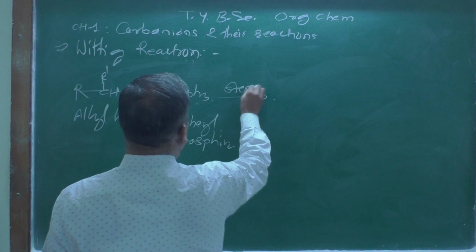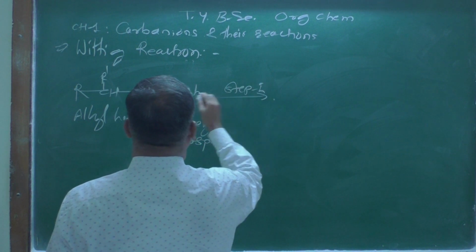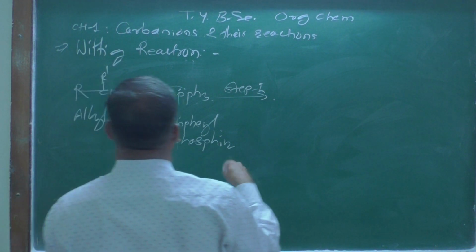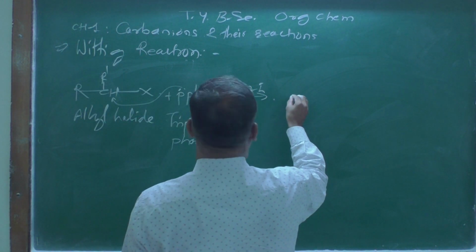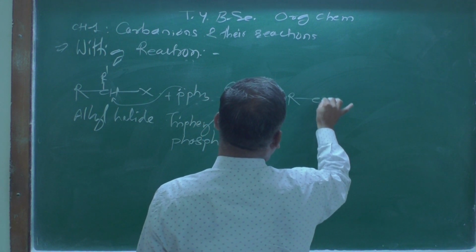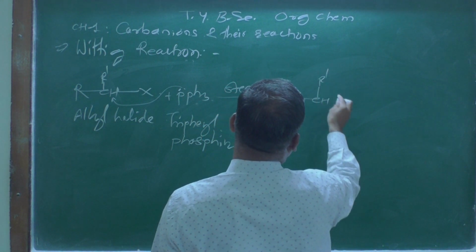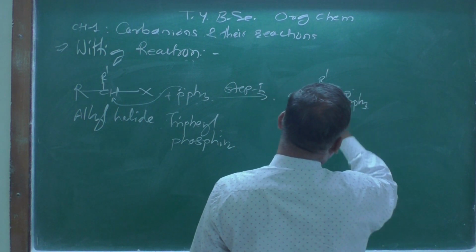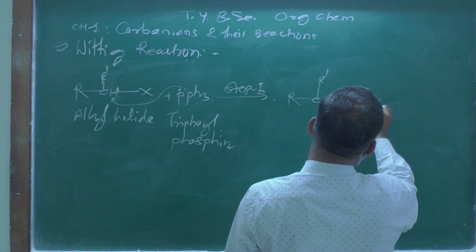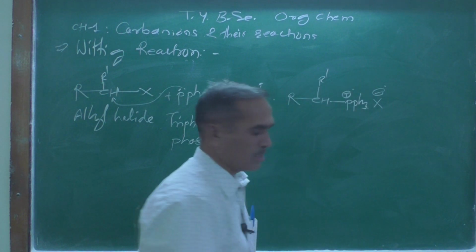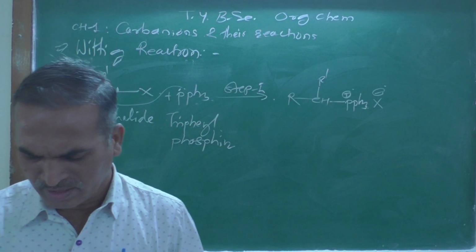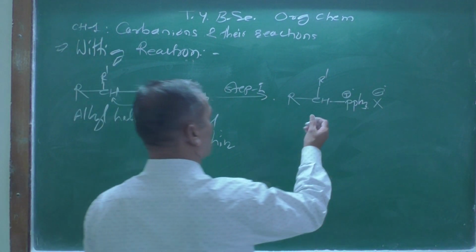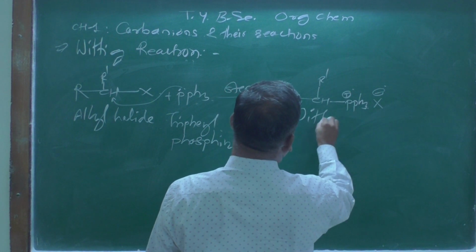What is going to happen in step number one? The phosphorus is going to attack on that CH2 and there is a formation of salt. So like this, R-CH-R', here is a PPh3 with a positive charge over there, and here is an X minus charge. That is the salt form over there. That is what we call a Wittig salt. This one is called a Wittig salt.